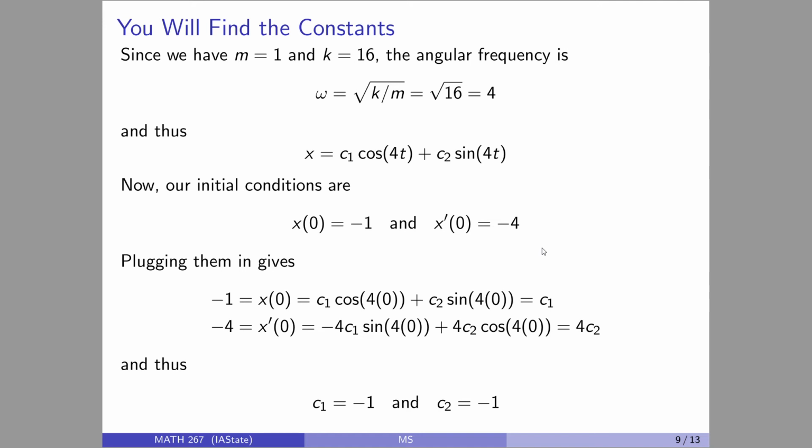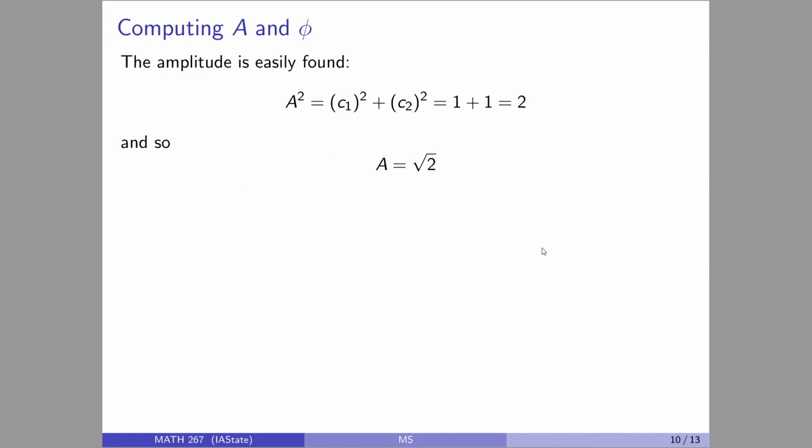Anyway, so now we can solve for C1 and C2. There we go. So now, equipped with C1 and C2, we can solve for the amplitude and the phase angle and get the preferred formula for the simple harmonic motion. The amplitude is easy to find. A squared is C1 squared plus C2 squared. Well, that's 1 plus 1, that's 2, so A is the square root of 2. The amplitude is always super easy and really straightforward. You literally just figure out what C1 and C2 are from the initial conditions, square them, add them up, and take the square root, and you get the amplitude.